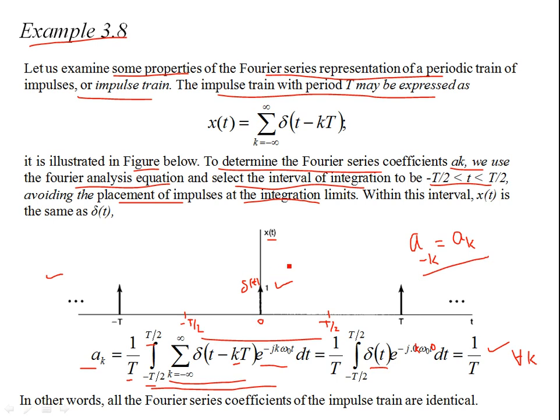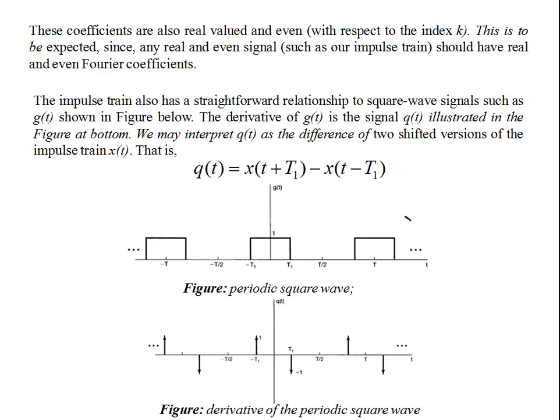x(-t) is x(t), which means the signal is even. Therefore, the Fourier coefficients are also even. So x(t) is both real and even. Therefore, the Fourier coefficients are also both real and even for all k. In other words, the Fourier series coefficients of this impulse train are all identical, 1 over T. These coefficients are real valued and even with respect to index k, which is to be expected, since any real and even signal such as our impulse train should have real and even Fourier series coefficients.